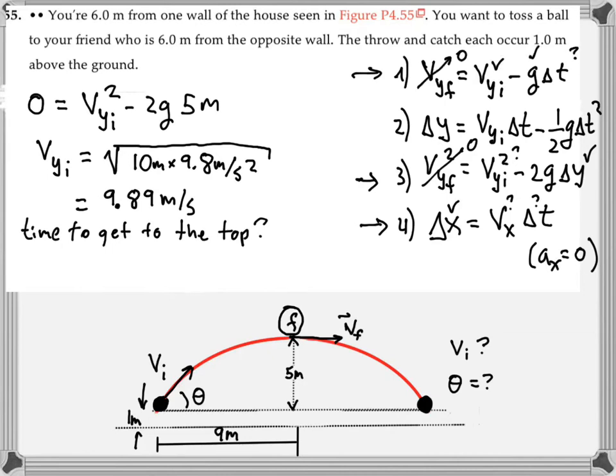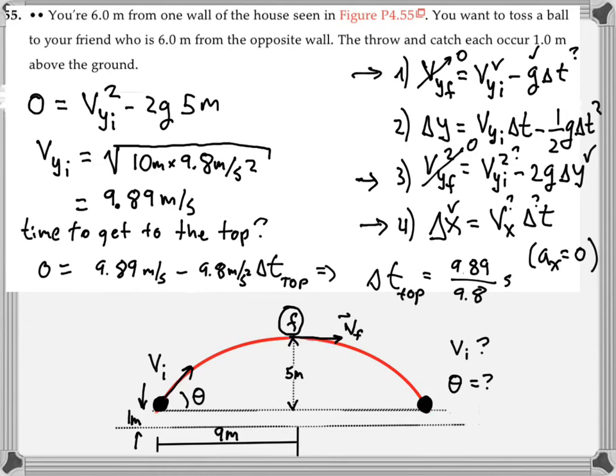So in that equation, the left hand side is 0. The right hand side, Vy initial, we just calculated. G is 9.8, delta t is what we're looking for. So replacing, 0 equals 9.89, which was the initial vertical component of velocity calculated before, minus 9.8 times delta t top. That gives us the time to get to the top. Solving for time, we get 1.01 seconds to get to the top.